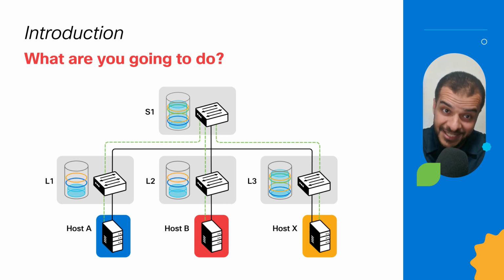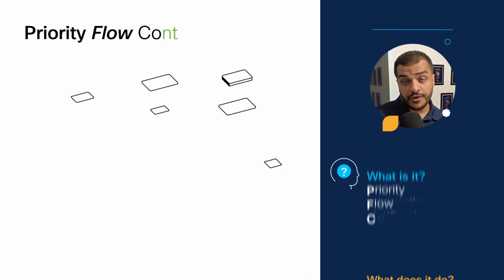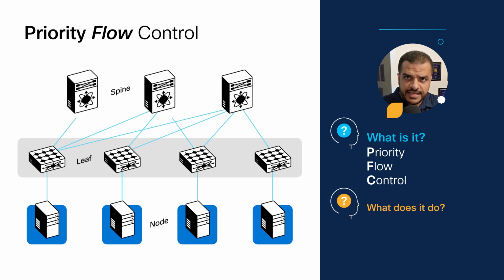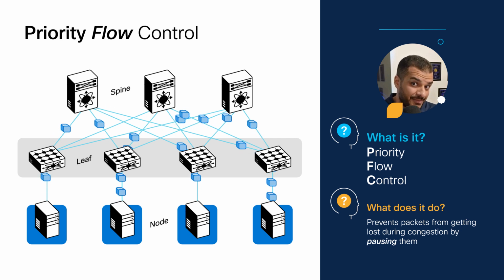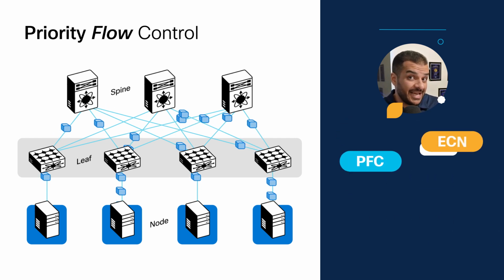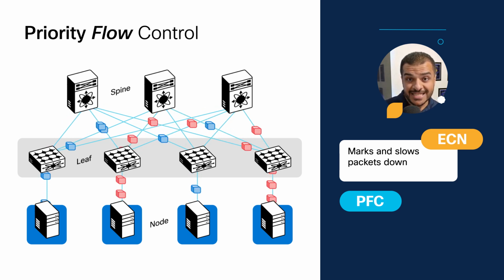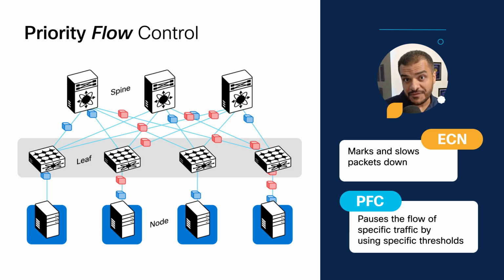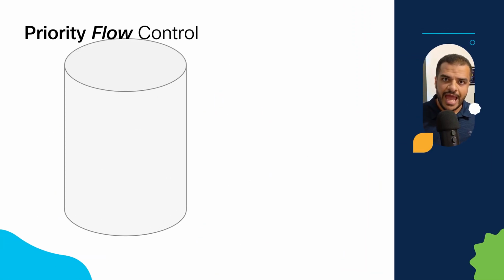Well, yeah, this is where we're going to introduce PFC, Priority Flow Control. What does it do? Well, again, this is a congestion management mechanism just like its friend ECN, but it actually prevents packets from getting lost during congestion by pausing them. That's the difference between PFC and ECN. ECN is going to mark and slow them down, but PFC is going to pause the flow of specific traffic by using specific thresholds.